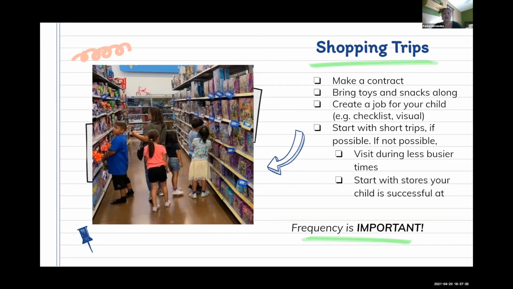and an alternative. If short trips are not possible, something that I will recommend is visiting during less busy times, in the morning, during the weekdays, and so forth. And then starting with stores where your child is more successful. What I mean by that is there might be a store that is easier for your child to stay next to you if you're working on walking next to you, such as a smaller store versus something bigger like Walmart. So you might be able to start somewhere like there to help them learn that skill with you and prevent other behaviors.